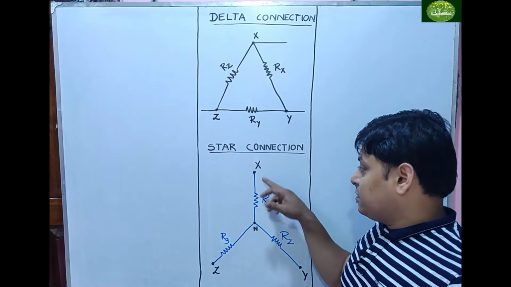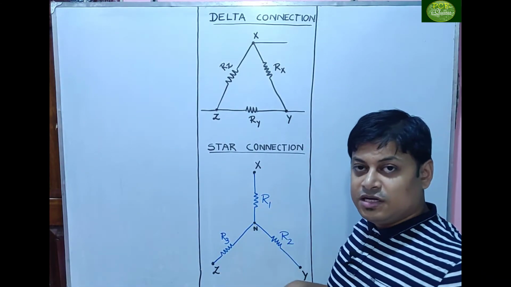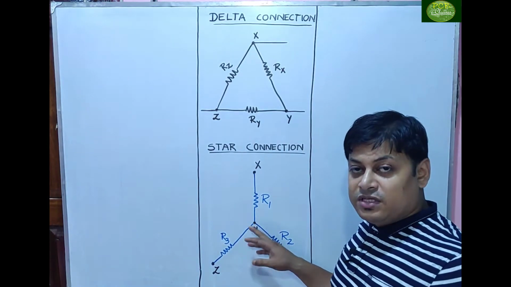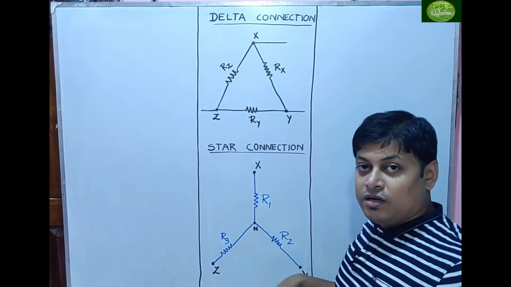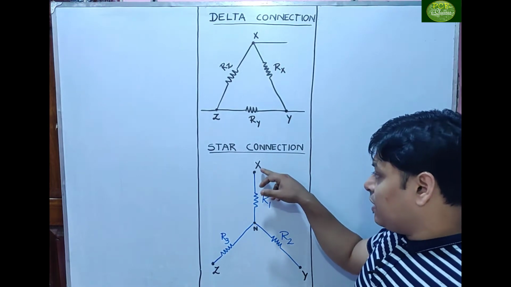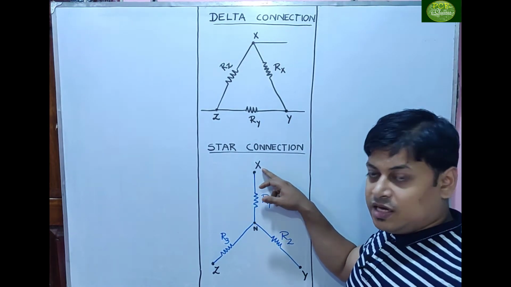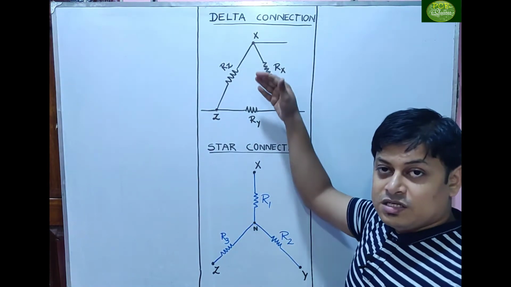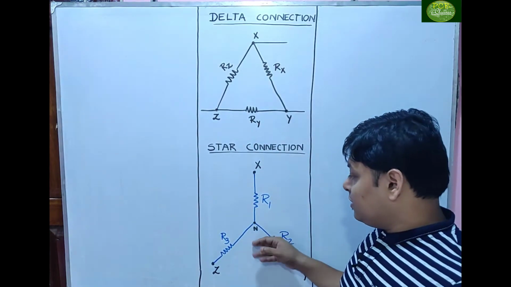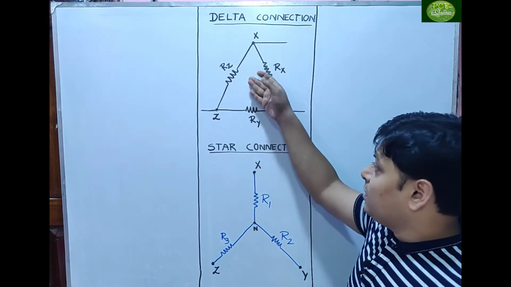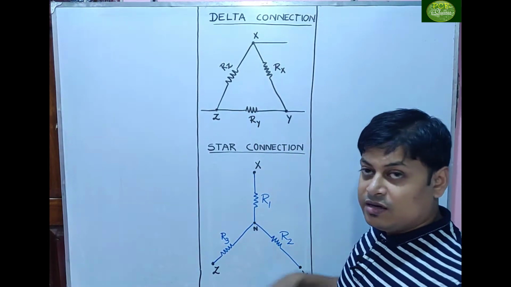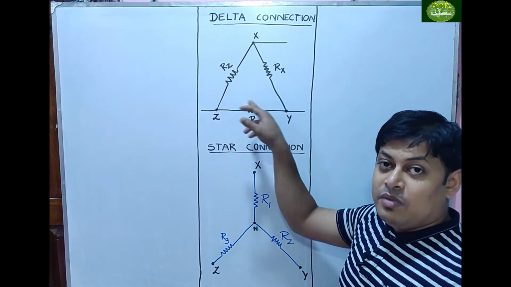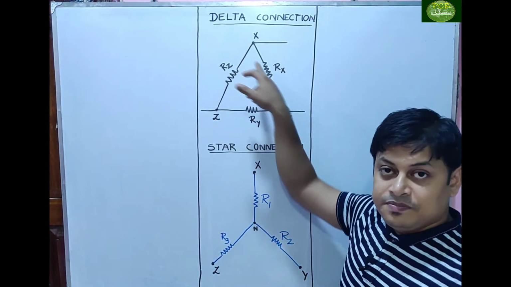So X, Y, Z, as usual the resistors R1, R2, R3 are combined to a single point and it is set to the neutral. Similarly, in this case also we are having three outer terminals X, Y, Z. But the major difference between the configuration of the delta and the star is that here a common point is there, where here there is no common point. Rather, they are connected in a sequence to form a loop. It is forming a loop here.